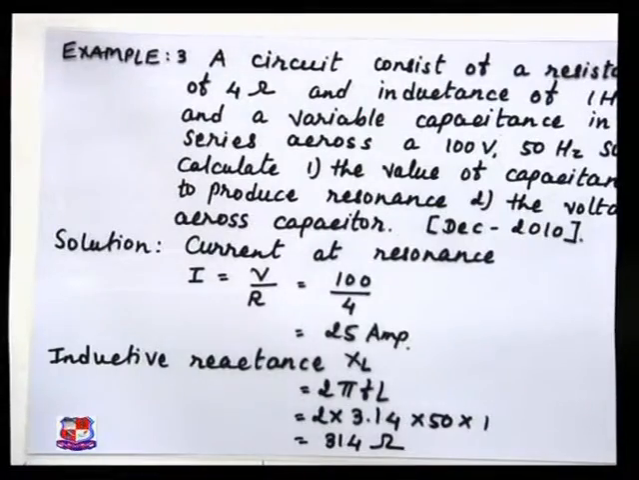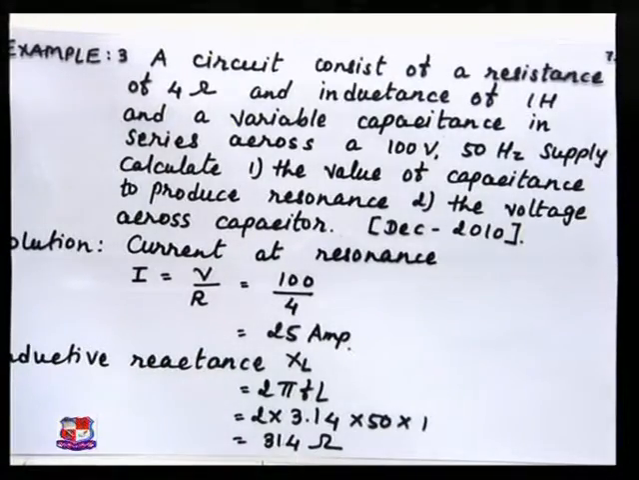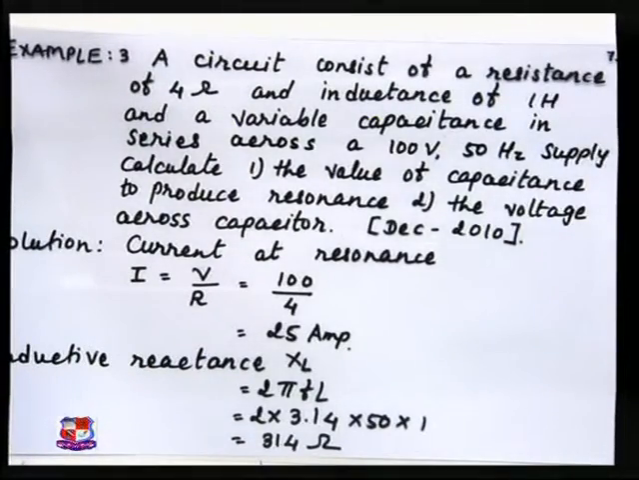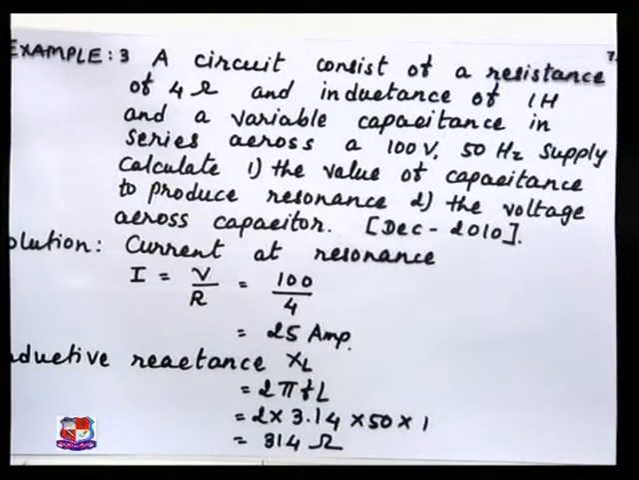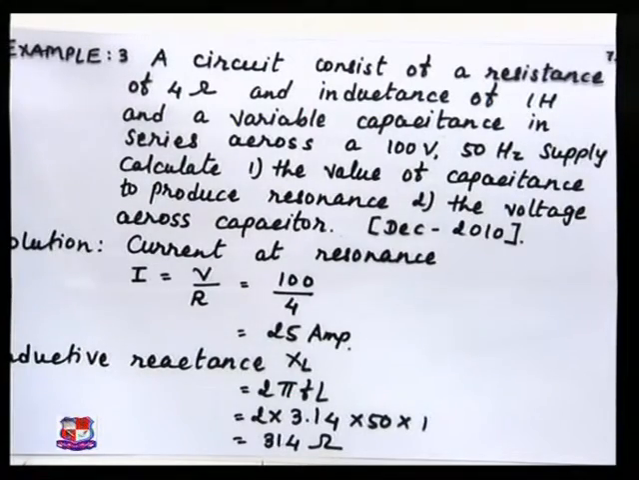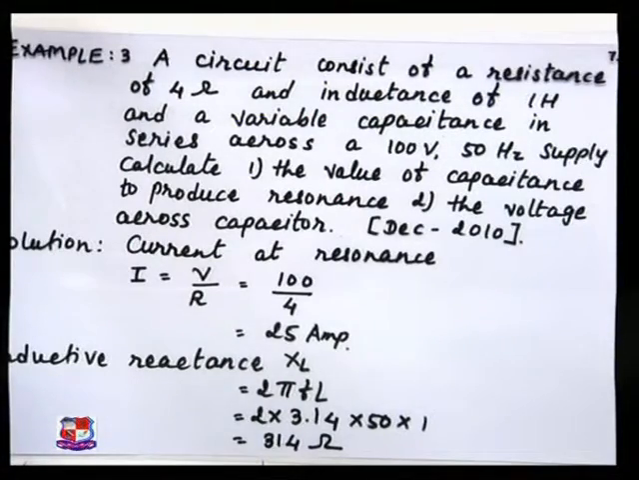Okay. Now next example. A circuit consists of a resistance of 4 ohm and inductance of 1 Henry, and a variable capacitance is connected in series across a 100 volt 50 Hz supply, and you have to calculate the value of capacitance to produce resonance and the voltage across the capacitor.